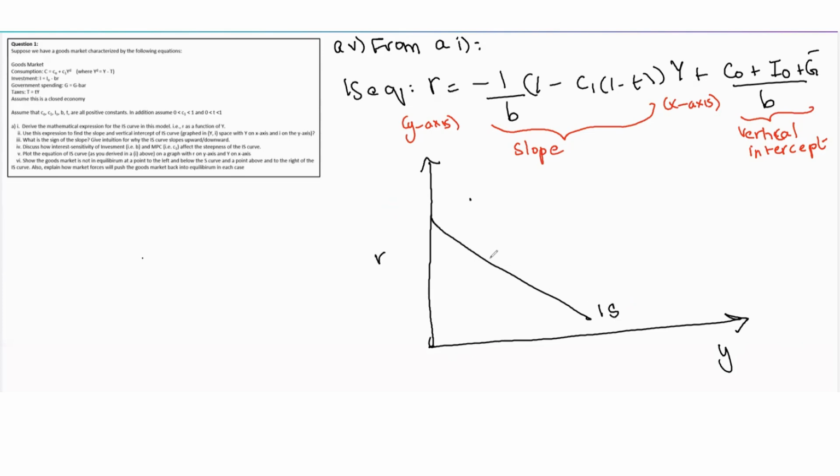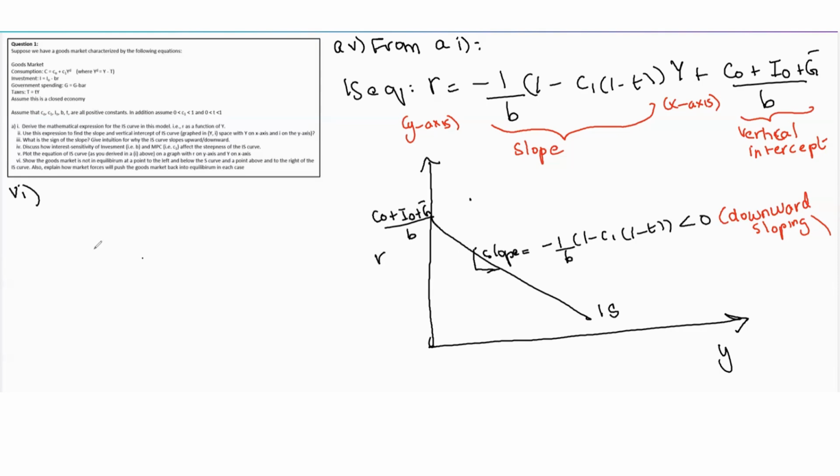We know its slope is going to be represented by minus 1 by B times (1 minus C1), and we discussed in part 2 that this is less than 0. So the IS curve is downward sloping, and we discussed the economic intuition behind this in part 2. Then we have the vertical intercept, which is C naught plus I naught plus G bar divided by B. So this is part 5. Now we want to do part 6.